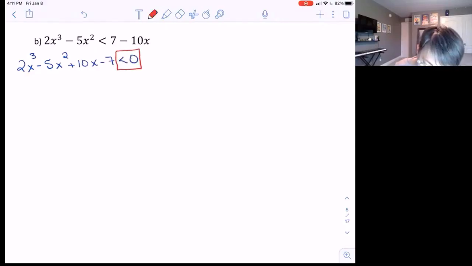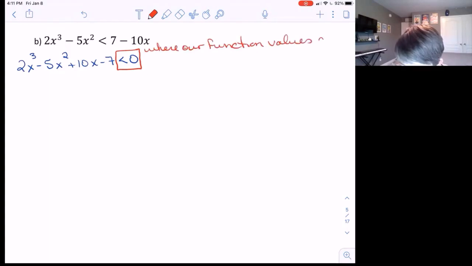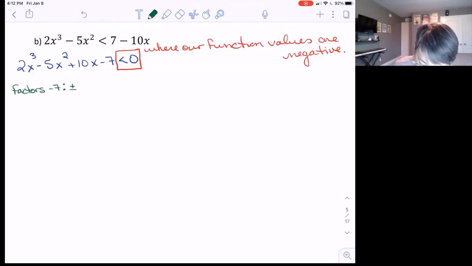Now that I have it set to 0, this tells us I'm looking for where our function values are negative. We do not want where they equal 0, just where they're negative. Well, we have a polynomial, but it's not a quadratic, so we can't necessarily factor it right away. But we can use all of our previous knowledge, including the rational zero theorem. Find factors of our last term, which would be plus and minus 1 and plus and minus 7. It's nice, they gave us a prime number.